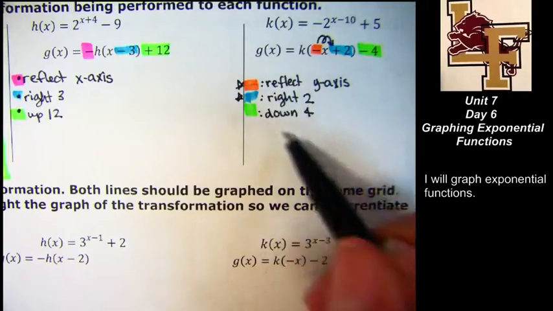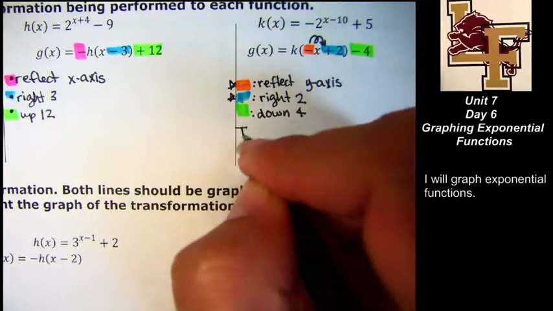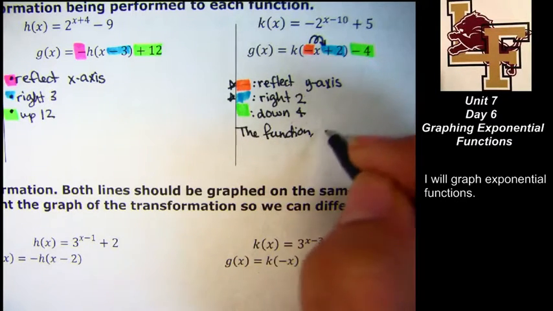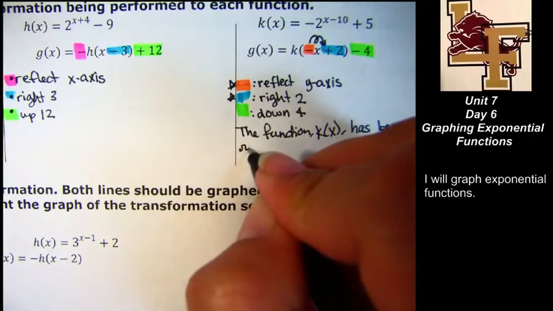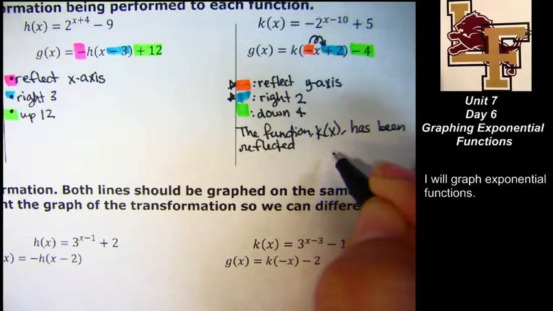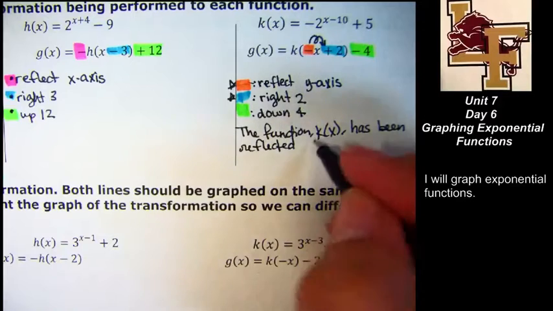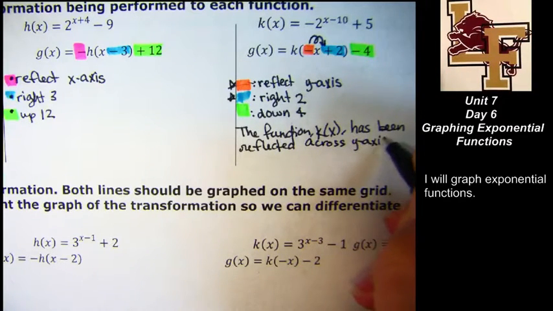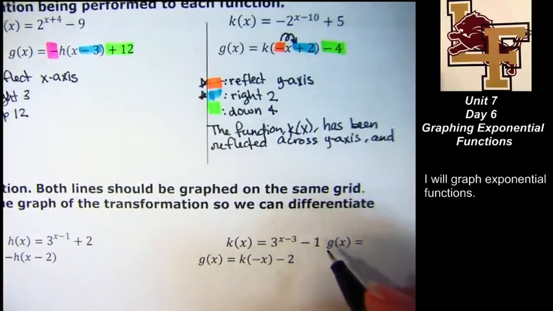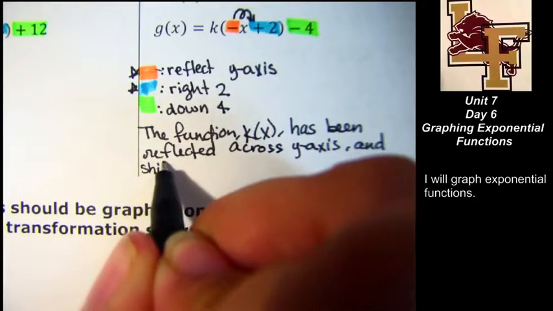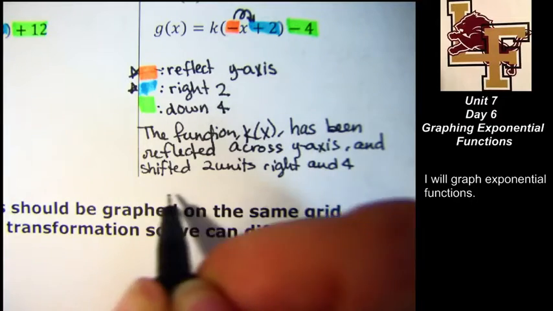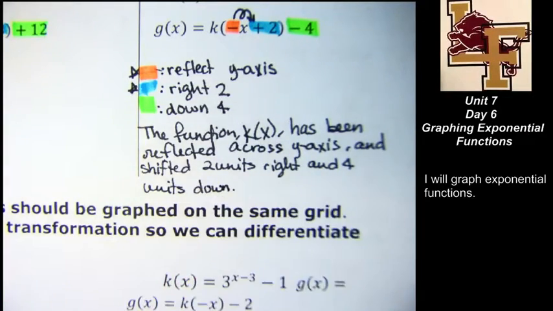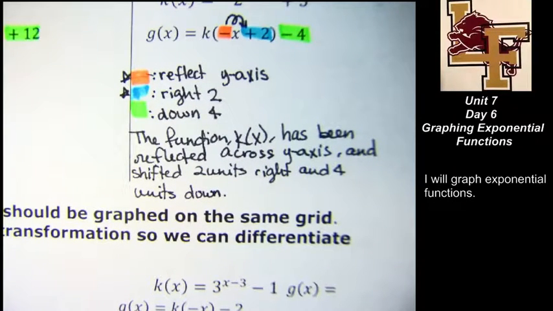All right, let's turn this one into a complete sentence. The negative x has been reflected across the y-axis, and shifted 2 units right, 4 units. Good job. Perfect.